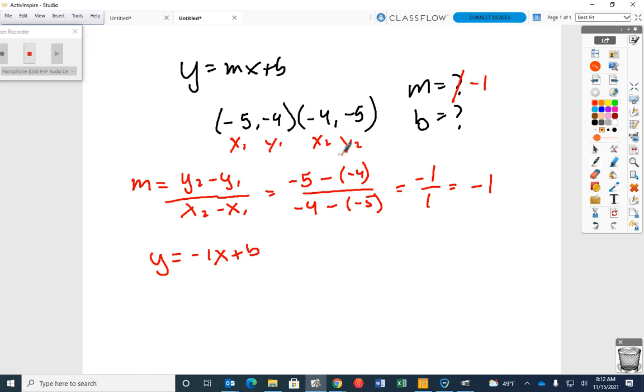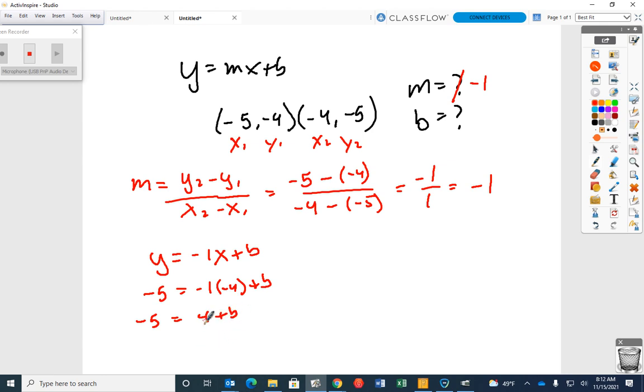So that means if I chose this second point, what's my y value? Everybody, if I choose the second point, what's my y value? Negative 5. What's my x value? Everybody, what's my x value? Negative 4. Okay. So I have negative 5 equals, what's negative 1 times negative 4? What kind of 4? Positive 4. So this is now just 4 plus b.